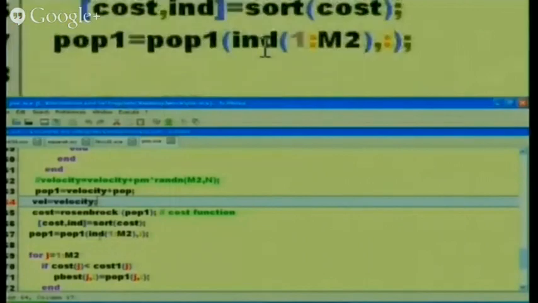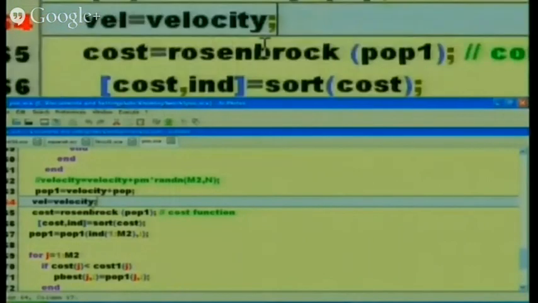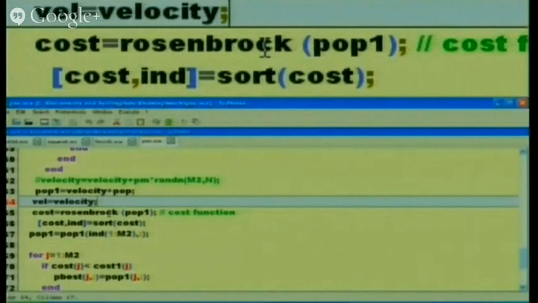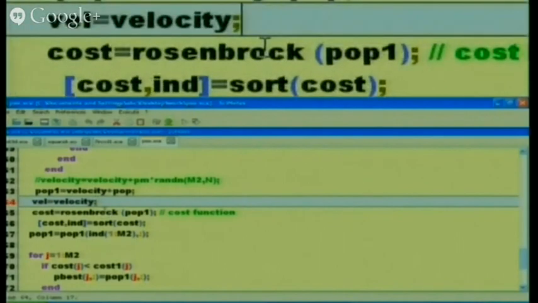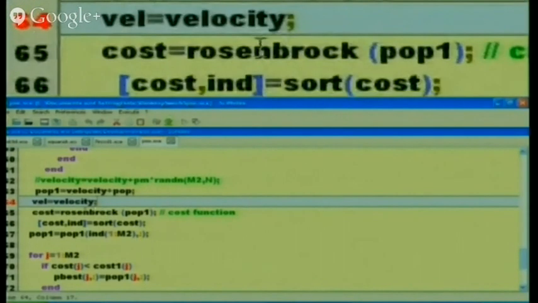That's why here cost is equal to Rosenbrock. Rosenbrock is one of the benchmark functions used for checking algorithms. There are some standard benchmark functions, so Rosenbrock is one of them, right?